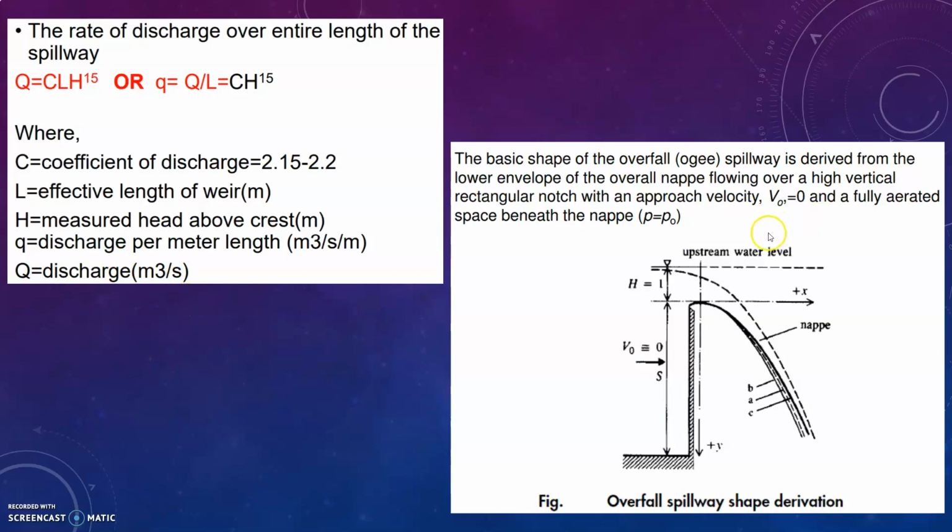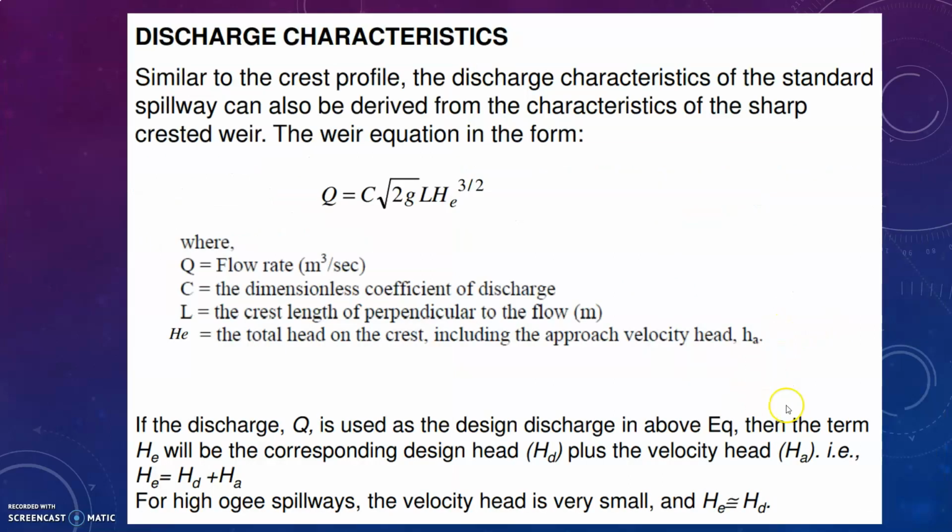The basic shape of the overflow Ogee spillway is derived from the lower envelope of the overall nappe flowing over a high vertical rectangular notch with an approach velocity V0 equal to 0 and a fully aerated space beneath the nappe, P is equal to P0. This is the overflow spillway shape derivation. This is the upstream water level, and here this is H and V0 equal to 0. This is the horizontal force, and this is A, B, C.